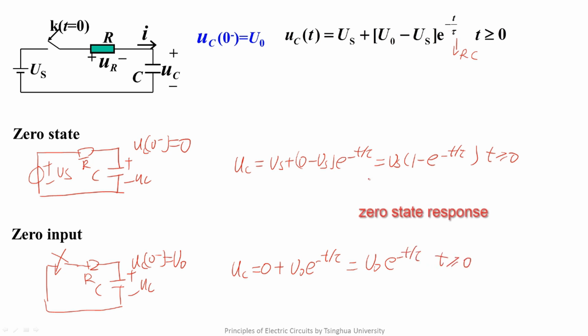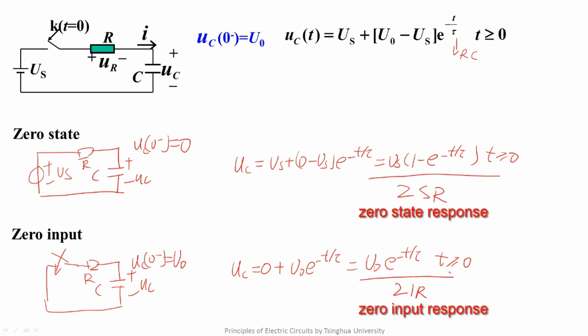The solution of the zero-state circuit is called the zero-state response. The solution of the zero-input circuit is called the zero-input response. You can see that the sum of the zero-state response and the zero-input response is just the response of the whole circuit, which is called the full response. Why so?